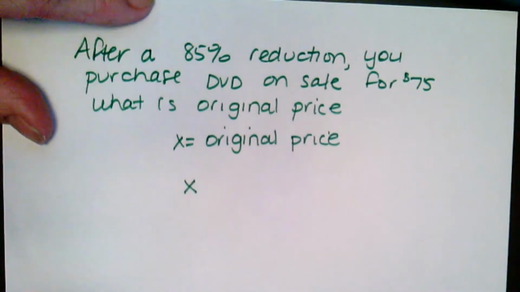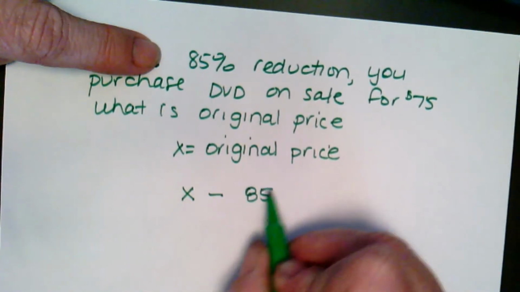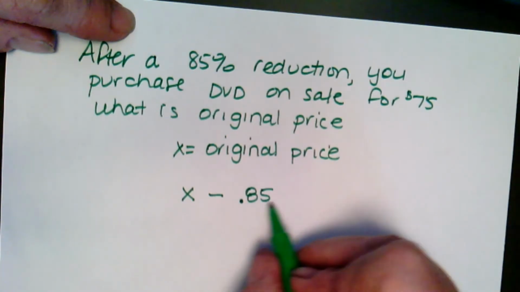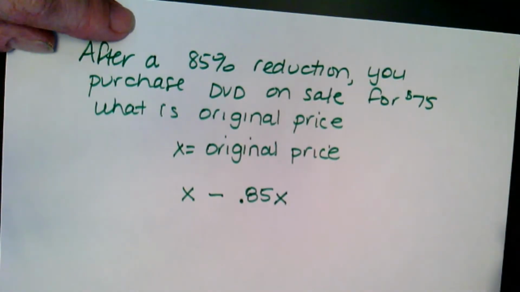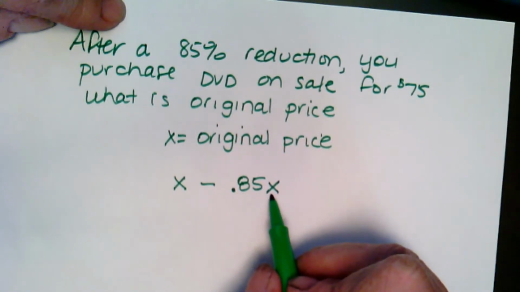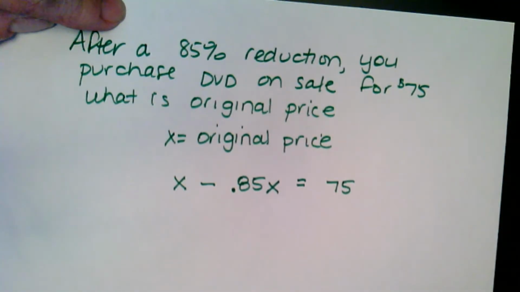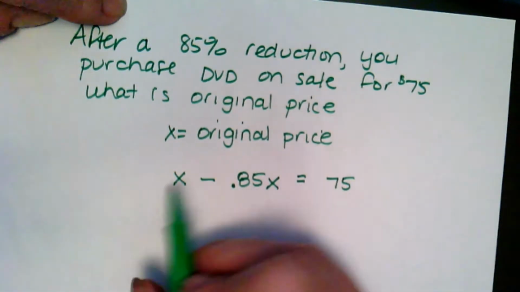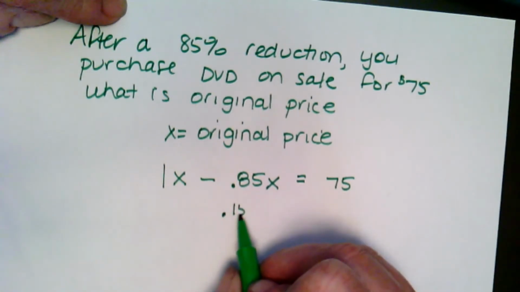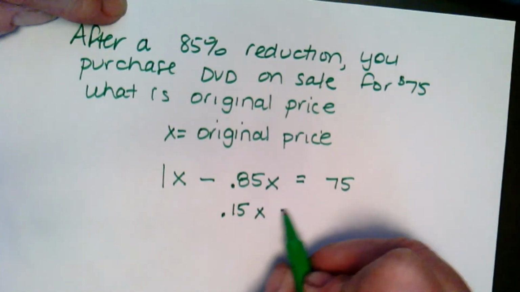So we know that we have our original price, and we take away our discount. Now our discount isn't 85 cents. It's 85% of whatever it used to cost, which we don't know. So don't forget your X here. And then we know that we paid $75 for it. So we want to simplify this. This is 1 whole X. This is taking away 0.85. So this is 0.15. 1 take away 0.85 is 0.15.